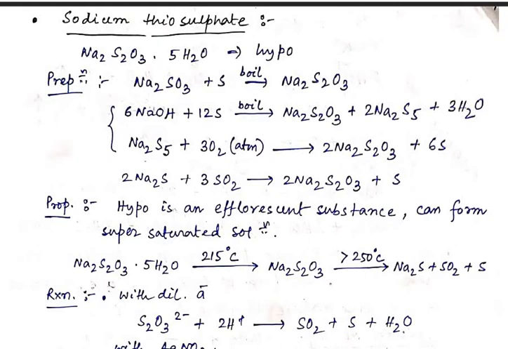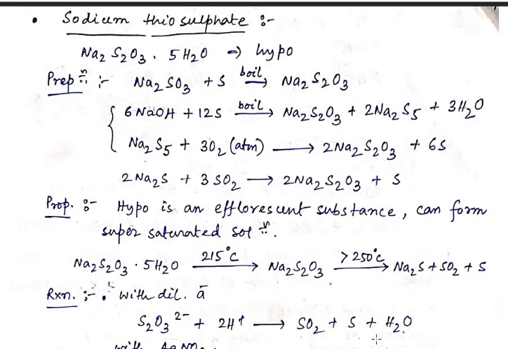If I have sodium sulfite, Na2SO3, and it reacts with sulfur, then if I boil the mixture, we can get Na2S2O3. The other processes are also there. If I have NaOH, and when NaOH reacts with sulfur, it will also give Na2S2O3. And if I have sodium sulfide, that is Na2S, and when Na2S reacts with sulfur dioxide gas, it will also give sodium thiosulfate, Na2S2O3. So these are the main preparation methods.